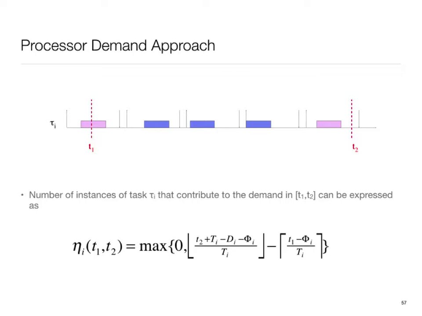The basic idea is the following: we look at how much demand there is for processor time over a time interval. So let's imagine that we are looking at two time instances, T1 and T2.